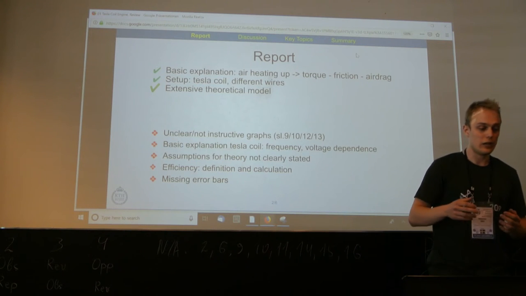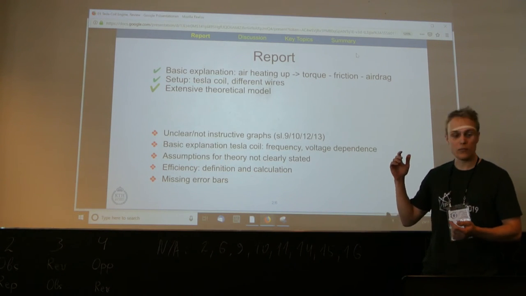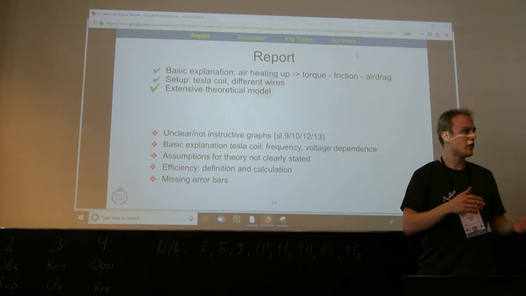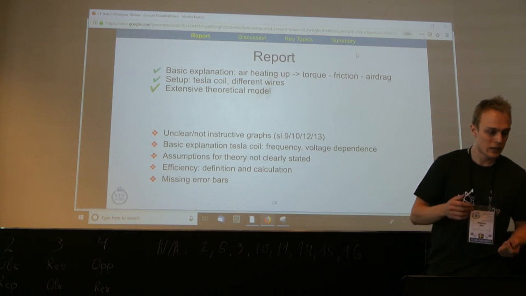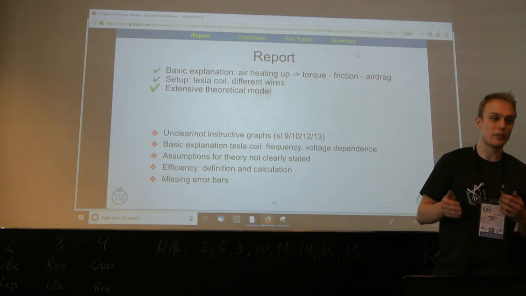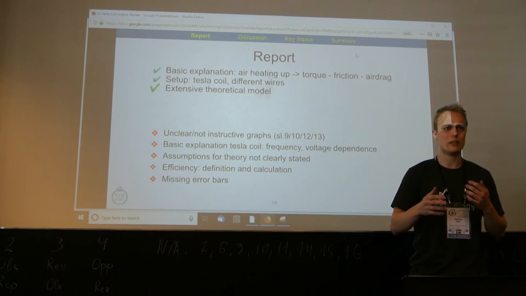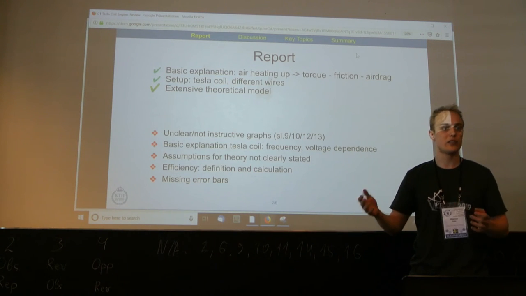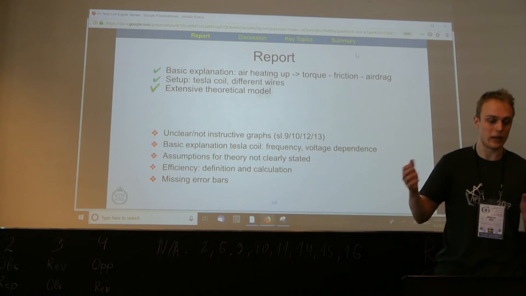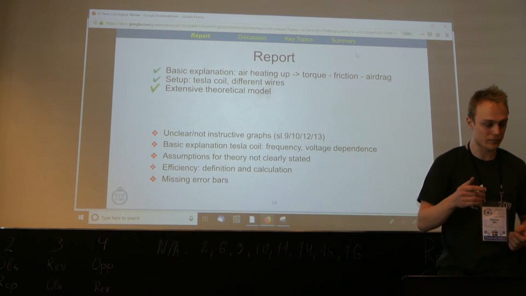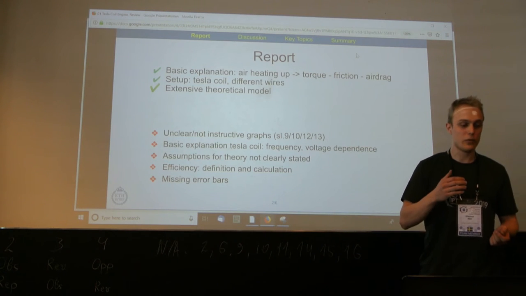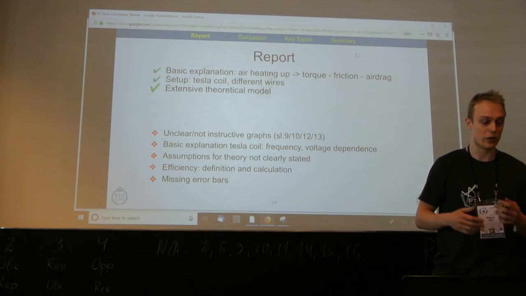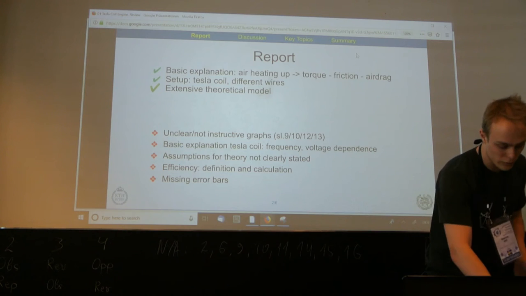There were, however, a lot of unclear graphs. Some of the graphs showed varying results for different wires, but the difference between wires was never explained, and the assumptions behind the theory were not clearly stated. We knew it was based on heat and heat expansion, but not really what the heat itself expanded and what that created to make the actual motion. The efficiency was stated, but not how they actually got that number, and error bars were missing on results and theoretical graphs.